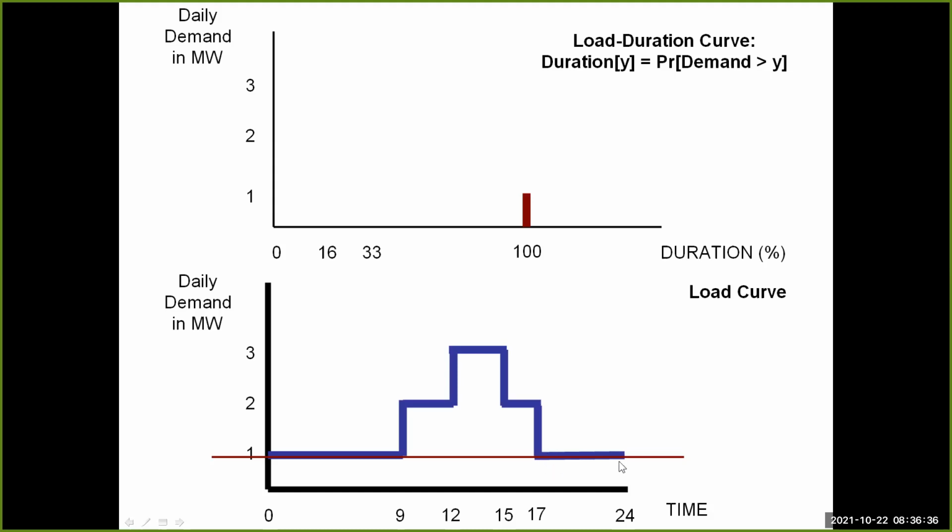You notice that these parts here are lower than 1.1. So it's only this part here between 9 and 17. So the question is, what percentage of the whole day is this between 9 and 17? 17 minus 9 is 8. So I divide 8 by 24. That's 1/3. So that is 33%.